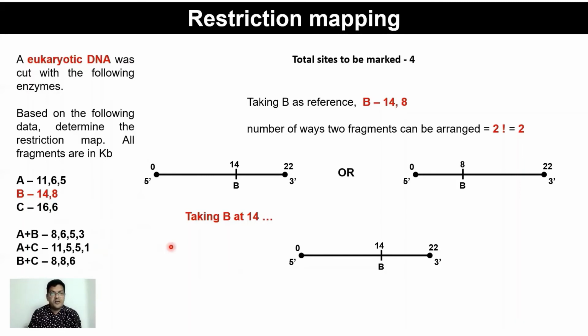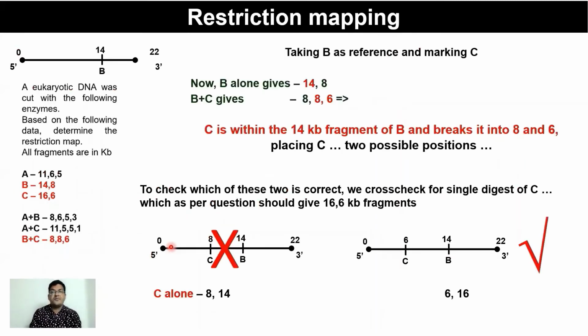So let's now move on and try and see how we fix the position of C here. And this is again as per the previous question. So you now compare the B digestion alone with B plus C double digestion. And when you see that here very clearly, the 14 kb fragment of B breaks into 8 plus 6 kb fragments. The other 8 kb fragment remains intact here, right? So now you know that C is within the 14 kb fragment of B and breaks it into 8 and 6 kb fragments. So now you can place C at 2 possible positions.